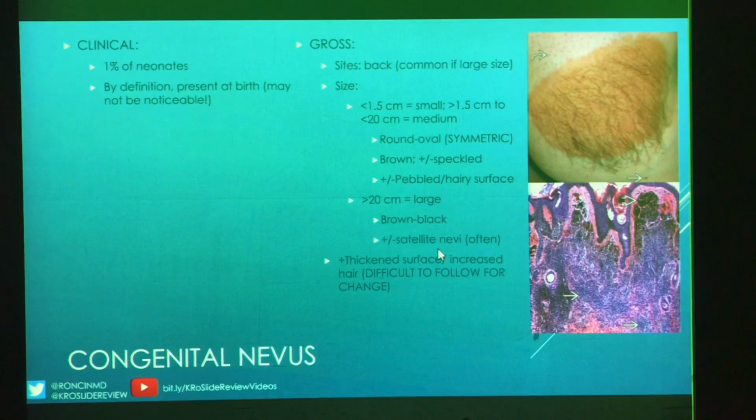The surface of the birthmark itself can be thickened, and it can have increased or darkened hair. This can make it very difficult to follow for change over time, because remember, we want to make sure that we're clinically following these lesions for our ABCDEs, right? And then here in this picture you can just see there's a lot of pigmentation in some areas, but it's a completely dermal lesion.